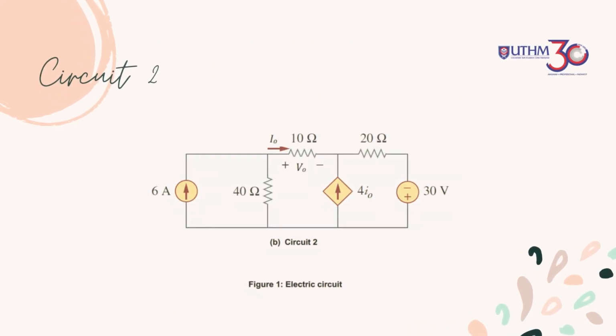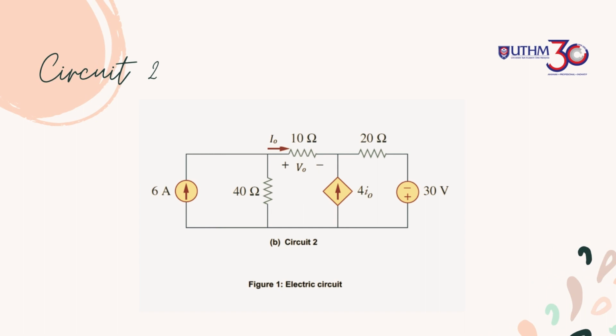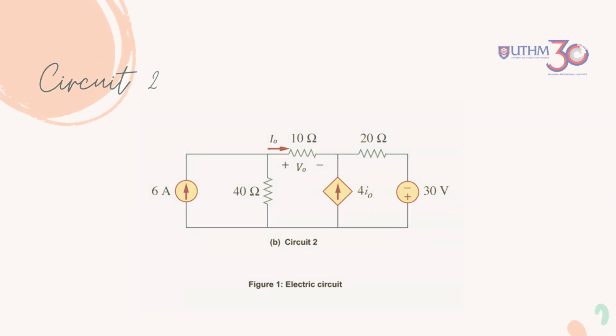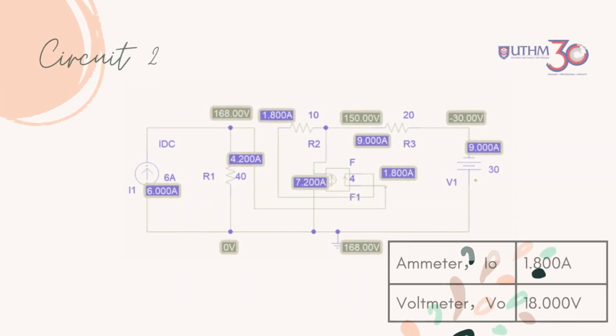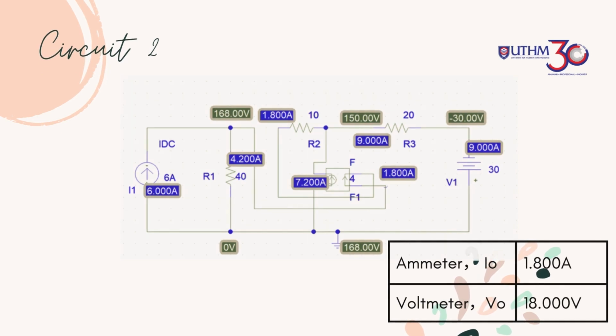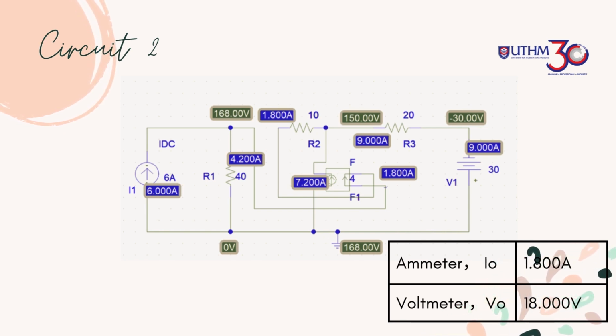And this is question 2, our circuit 2. In this circuit, also only 5 steps. First, we start our circuit with a 6 ampere independent current source at the right hand side, an independent voltage source at the right hand side, and a current controlled current source in the middle.